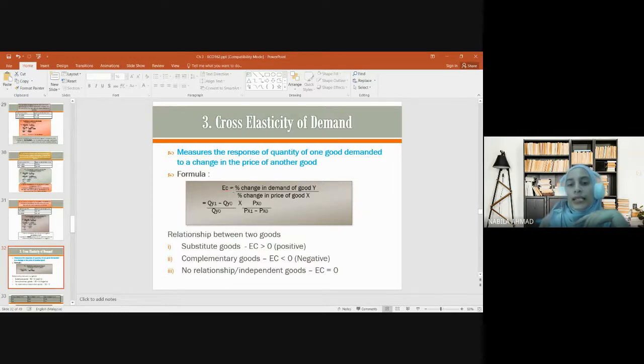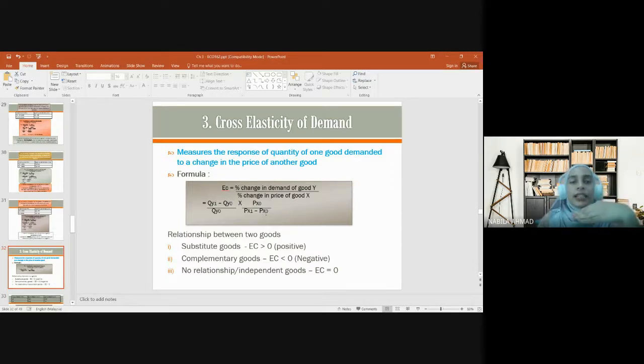Kita tukar kepada EC. EC ni bermaksud cross elasticity. Percentage change in the demand of good Y over percentage change in the price of good X. Dua barang lain. So kita formula jadi macam ni lah. Ya, QY1. Y ni maknanya good Y lah. Ya, PX maksudnya price of X. Kita ubahlah. Kita kena jadikan QY1 minus QY0 over QY0 times PX0 over PX1 minus PX0.